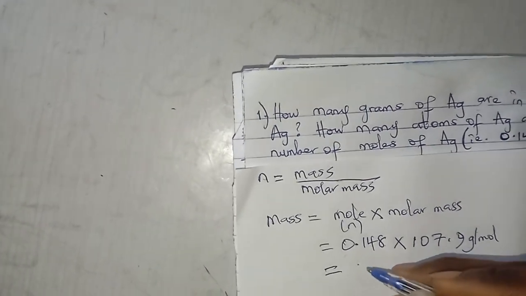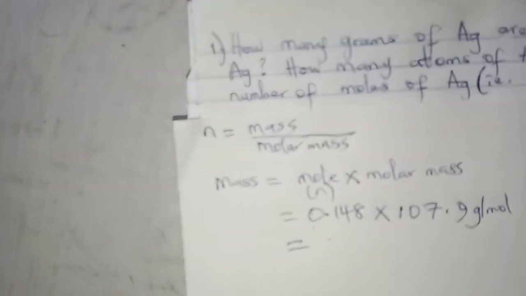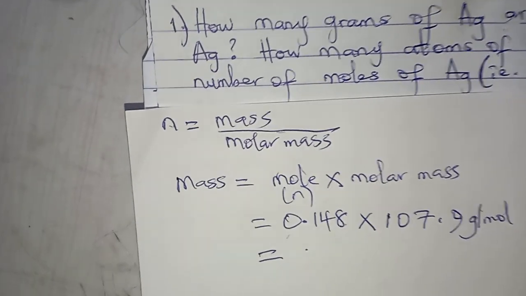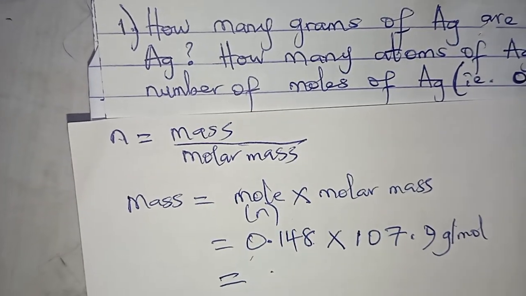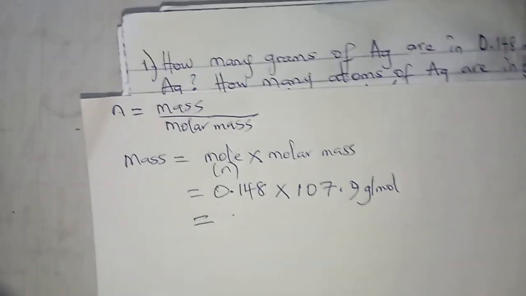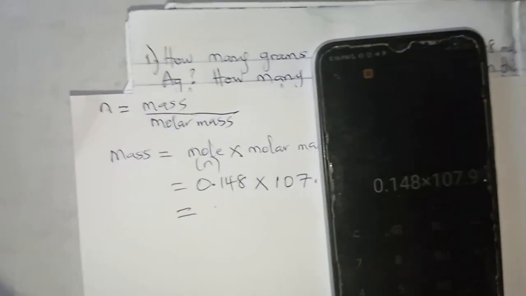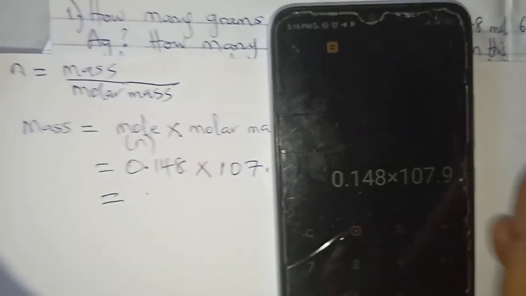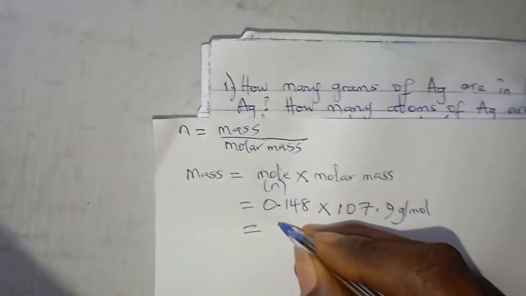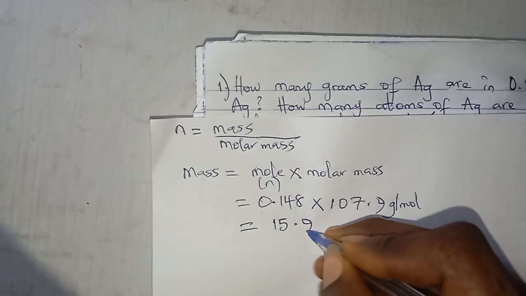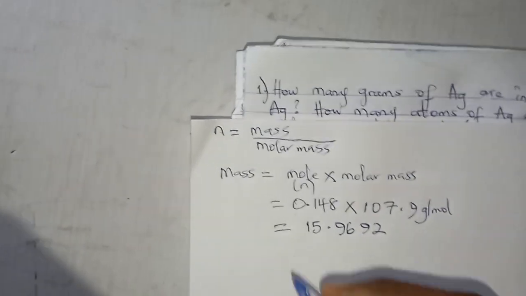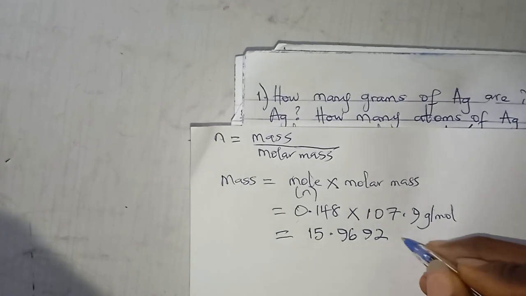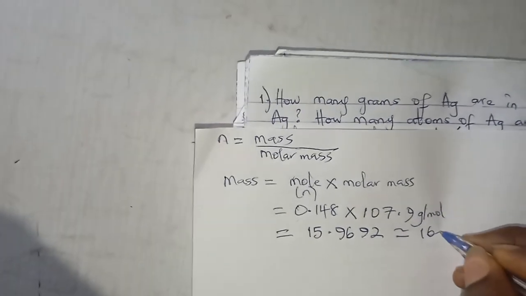So let's punch it. If you punch that on your calculator, you will have 15.9692. So that's approximately 16 gram.